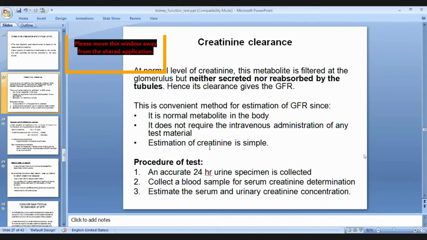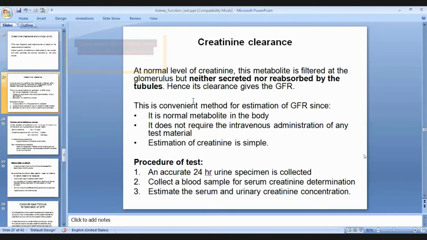Now, how is the clearance test done? The procedure: a 24-hour urine sample should be collected, the urine provided over the 24-hour duration. First thing. A blood sample should be collected so that serum creatinine can be estimated, and urinary creatinine should also be determined. We have to estimate both serum and urinary creatinine. There should be a 24-hour urine sample, and in that sample we see how much creatinine is there, and in the blood sample, what the creatinine concentration is. When we put these together, we can calculate the clearance.